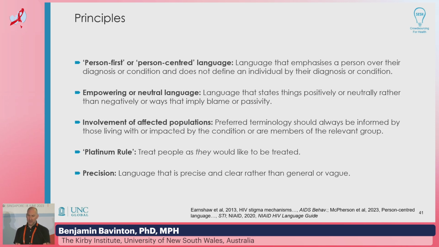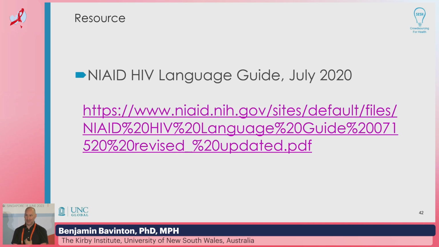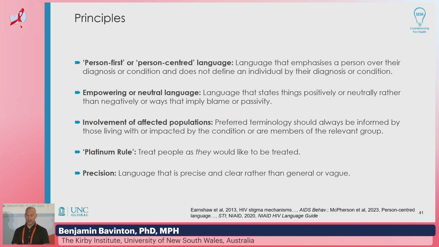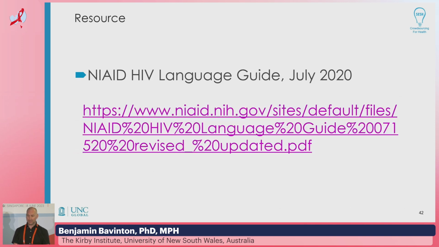The guidelines from the US say this thing, we all know the golden rule, which is treat others how you like to be treated. Then they say, well, it should actually be the platinum rule, which is treat people how they would like to be treated. We might not understand the best ways, or we might not have that lived experience to understand how they might want to be treated. So it's really about trying to find out from those people, how do they want to be treated, and then treat them that way. And then my last one here is precision. So this is about language that is precise and clear rather than general and vague. And I'll show you some examples of what I mean.